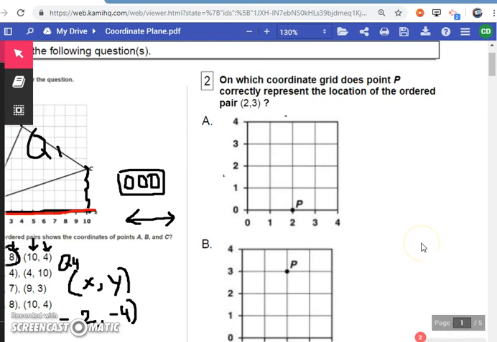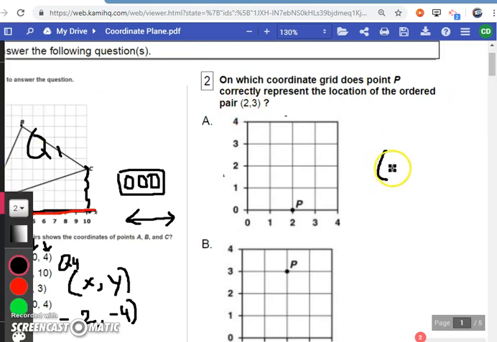So on which coordinate grid does the point P correctly represent the location of the ordered pair? So this is an ordered pair. Like I did earlier, the first location is X. That's left to right, and Y up and down. So we're going to count across 2 and then go up 3. Nope, there should be a point right here if that were correct. And as you can see, the point's there.